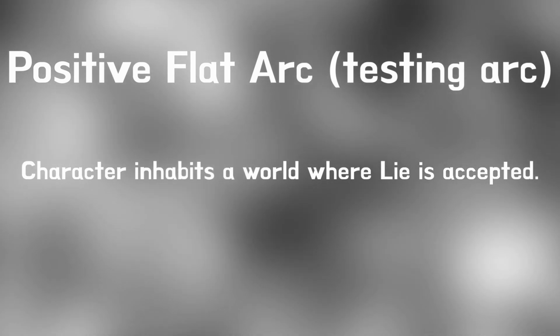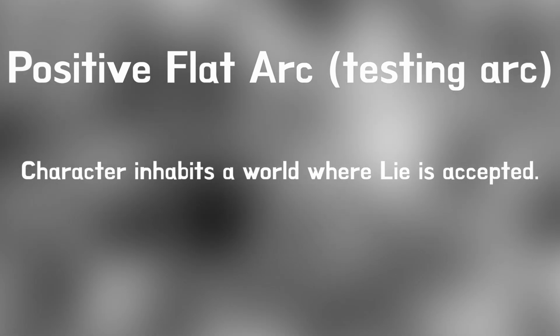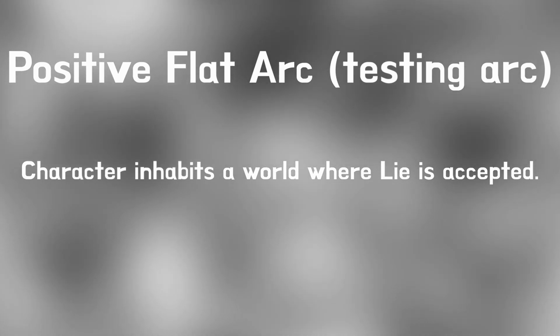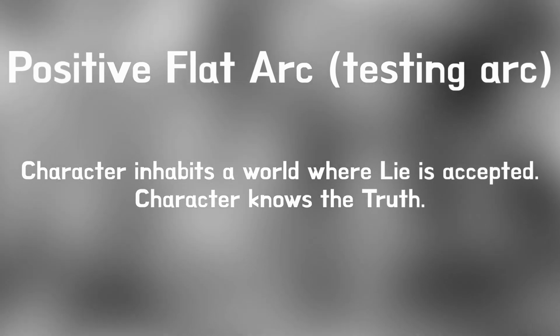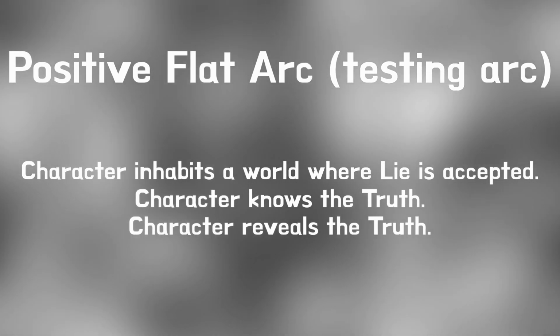Sometimes the flat arc or the neutral arc is called the testing arc, and this is in relation to testing a truth or a belief that a character might have, challenging it, picking it apart, and then having that belief be reinforced. This is usually the form of our positive flat arc. But with our positive flat arc, a character starts out in a world where the lie is globally accepted, but they know or believe the truth. And usually through the course of the story, they end up revealing this truth to the rest of the world or continuing to believe this truth.